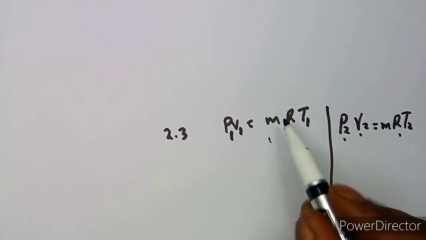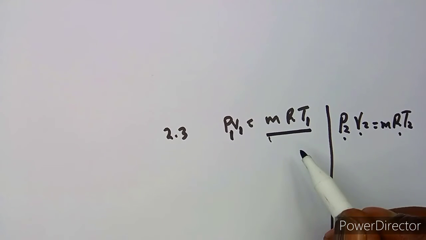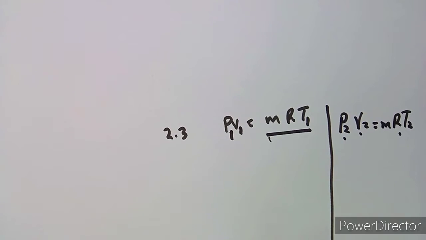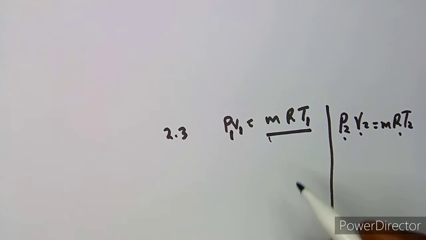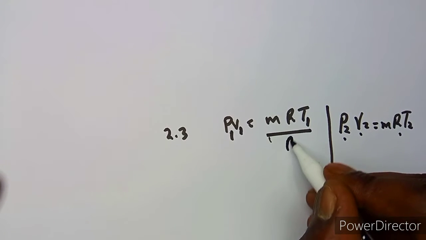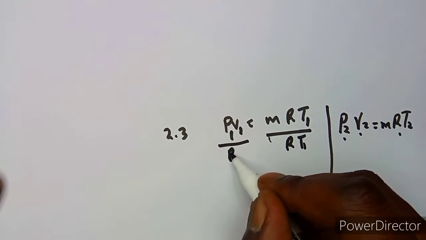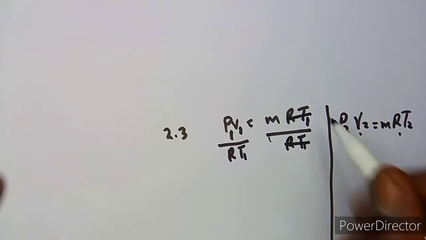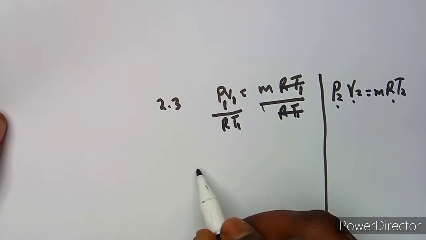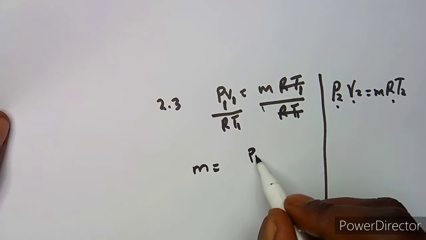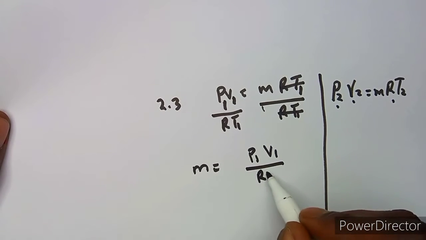So I'm going to use this one. Since we want the mass of the gas, I'm just going to make M, which is the mass, the subject. So divide by RT1 on both sides, so that's going to cancel, and we are left with M. So our M, which is the mass, is P1 V1 over RT1.